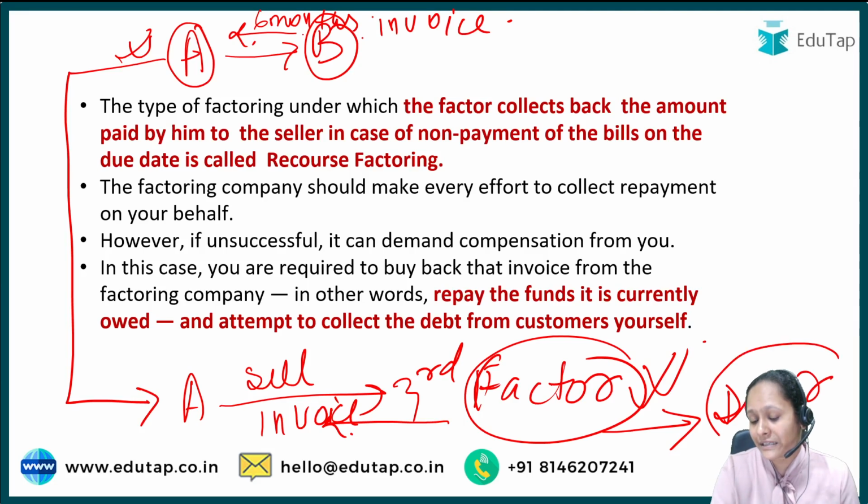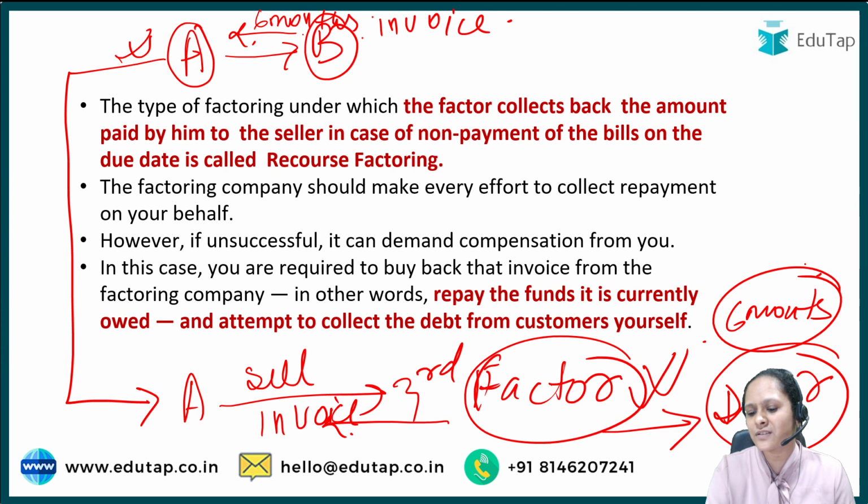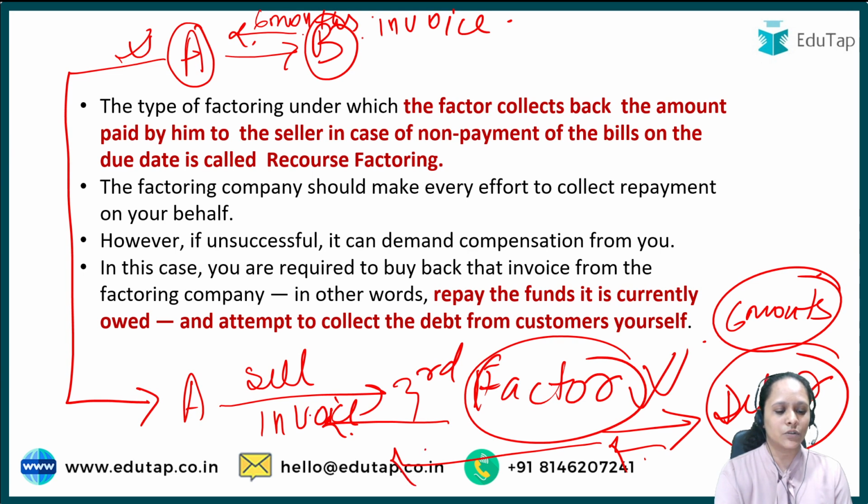And once after 6 months in this case, the factor receives the money from the debtor, he reduces the interest payments and pays the balance back to the seller. This is what factoring is. So factoring is done using two methods. First, factoring with recourse. Recourse mein kya hota hai?